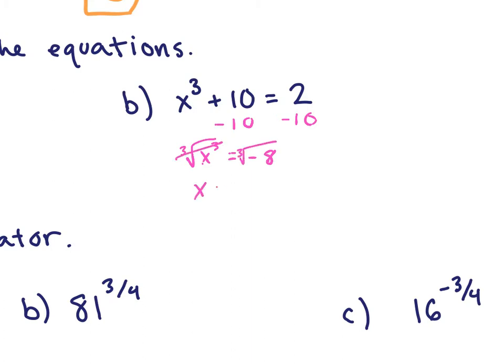What are factors of 8? 4 and 2. What are factors of 4? 2 and 2. We're circling groups of how many? 3. So x is equal to? Negative 2. Awesome, negative 2. Since we had a negative under the radical, our answer had to be negative.